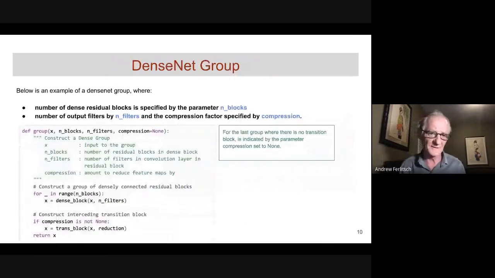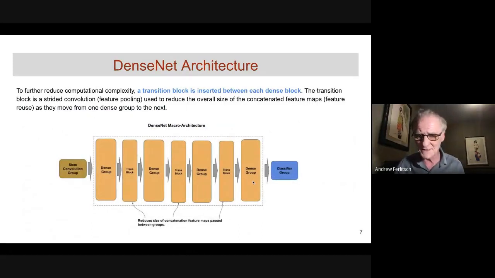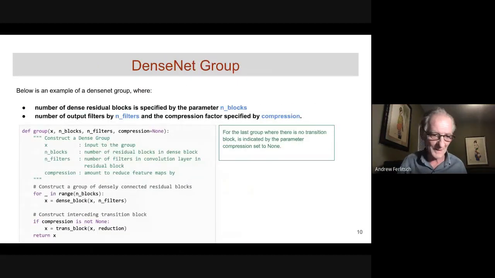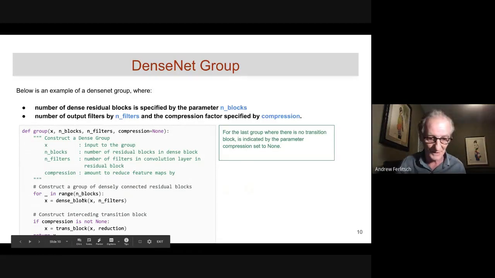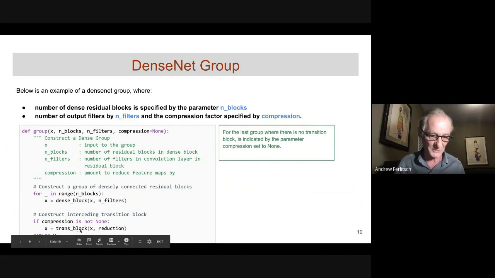So here's an implementation of a dense group. A dense group consists of a number of blocks, which you specify here. And then every block has the same number of filters, and whether you're going to do compression or not. Now, if you recall, not every group ends with a transition block. Go back to this diagram. The very last one does not. And the reason it doesn't is because in the classifier at the bottleneck layer, you're going to do that aggressive downsampling with your global average pooling and then flatten it out to a 1D vector. Okay, so if we look at the code, we're just going to spin around for that many blocks. We're going to construct a dense block with the specified number of filters. And if we specify compression, then we'll add in the transition block.